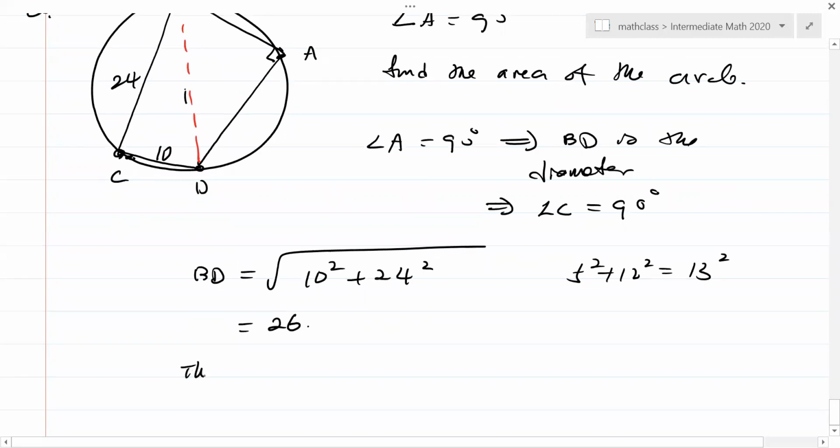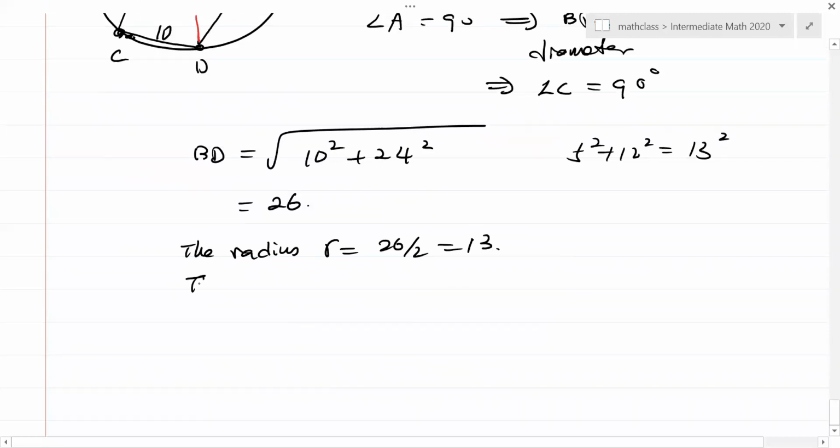So this is the diameter, and the radius is going to be 26 divided by 2, which is 13. Then you find the area, right? The area is going to be pi r squared, and that is pi times 13 squared, 169 pi.